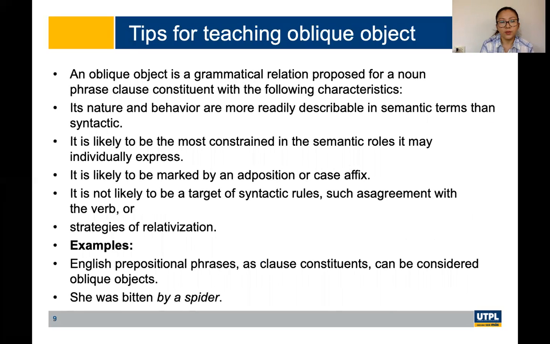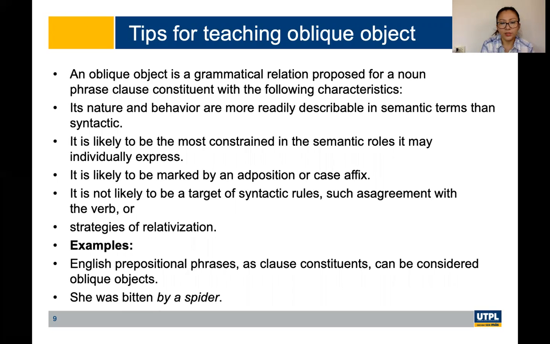Tips for teaching an oblique object. An oblique object is a grammatical relation proposed for a noun phrase clause constituent with the following characteristics. We can list these characteristics for our students to see and explain them, like in the examples we gave before. First of all, its nature and behavior are more readily describable in semantic terms than syntactic. It is likely to be the most constrained in the semantic roles it can express. It is likely to be marked by a position or case affix. It is not likely to be the target of syntactic rules such as agreement with a verb or strategies of relativization.